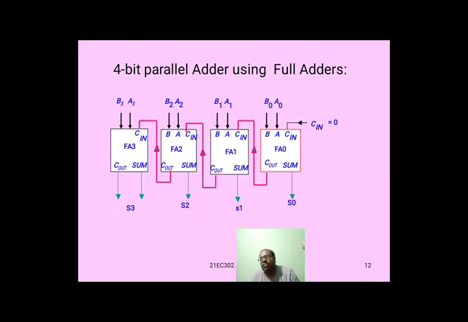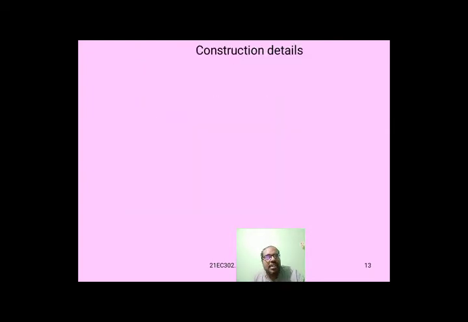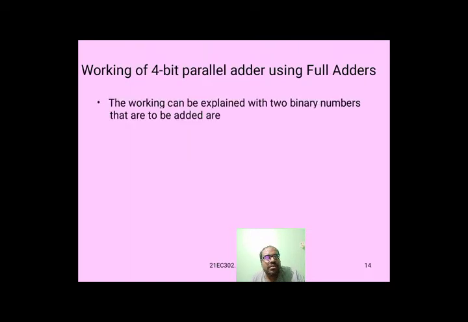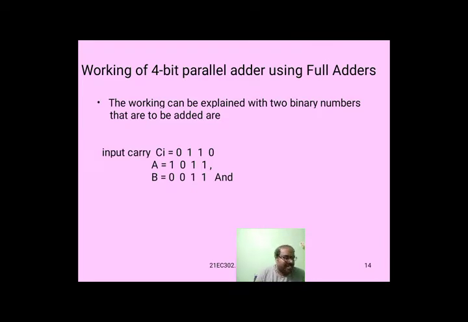For example, when we want to add 4-bit numbers, here we already have an explanation. The 4-bit number A is 1011 and B is 1101. The least significant bits of the two numbers are 1 and 1, which are entered into the first adder here.